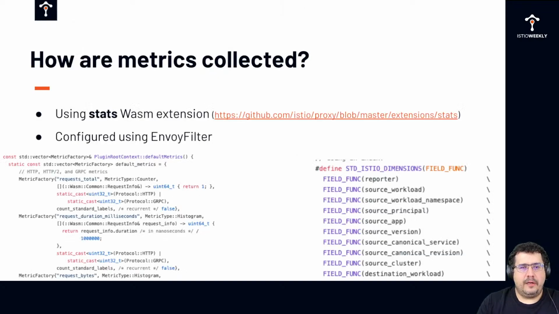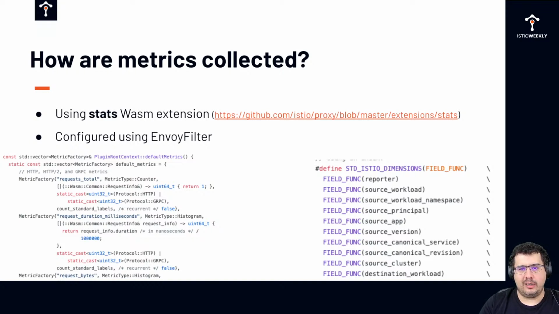The set of these default dimensions, as well as all the standard metrics, are defined in a WASM extension called stats. This WASM extension is built into Istio's Envoy proxy. What it does is create these standard metrics and the set of dimensions, and get the values for the dimensions from the requests that pass through the proxy. So the data for these metrics, for these attributes, is coming from Envoy.